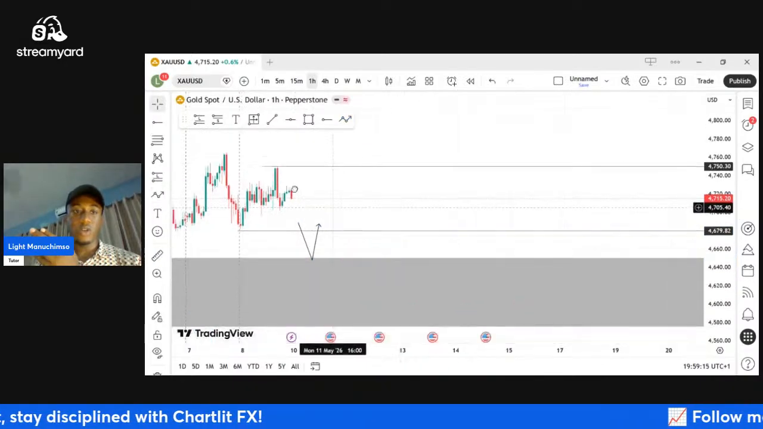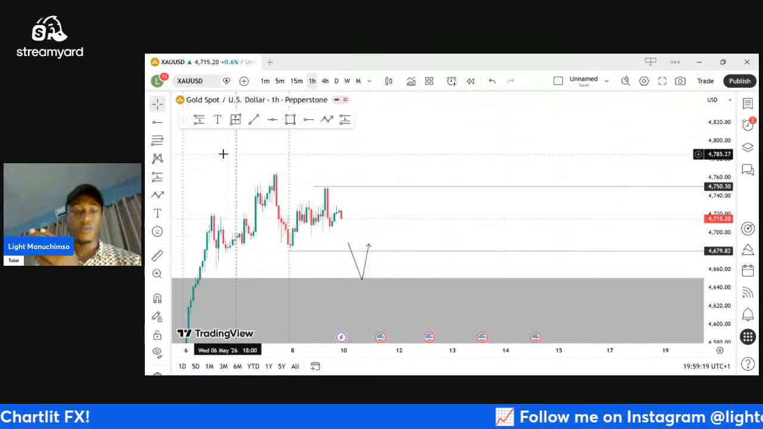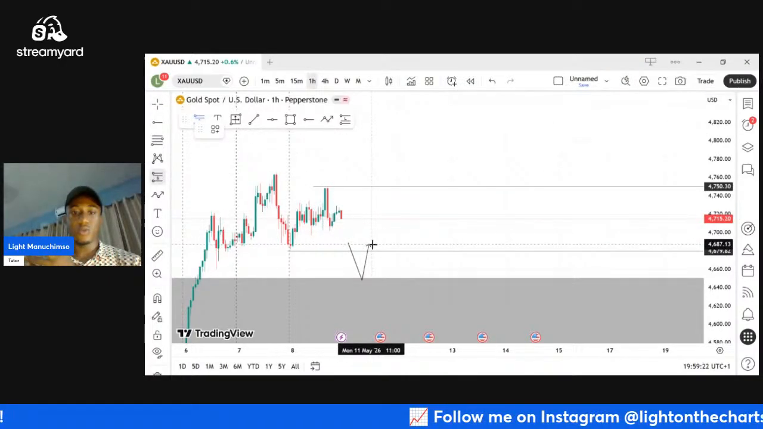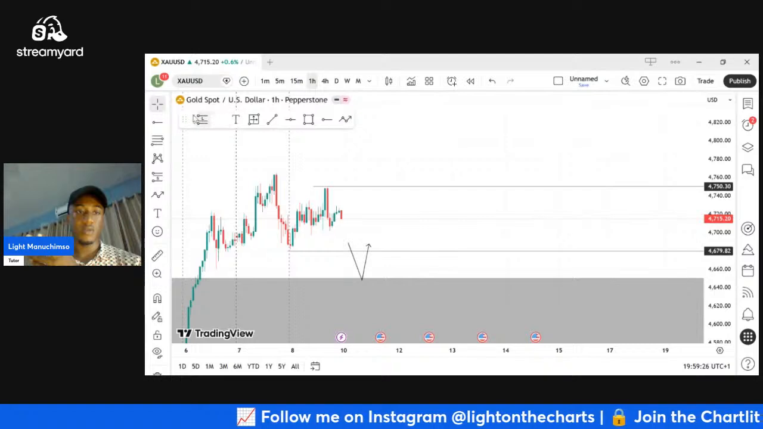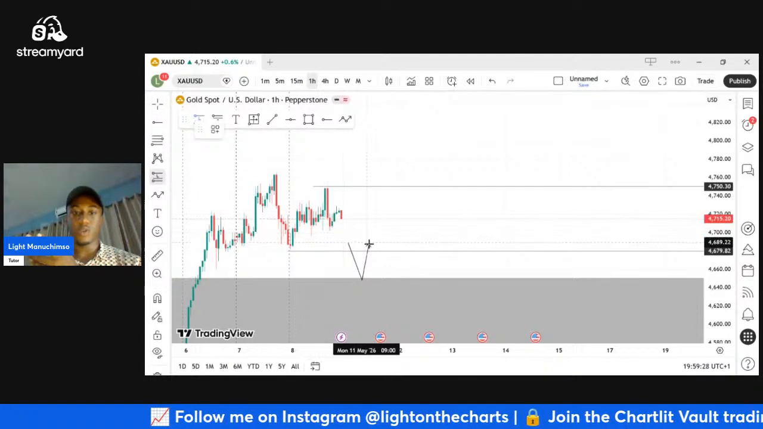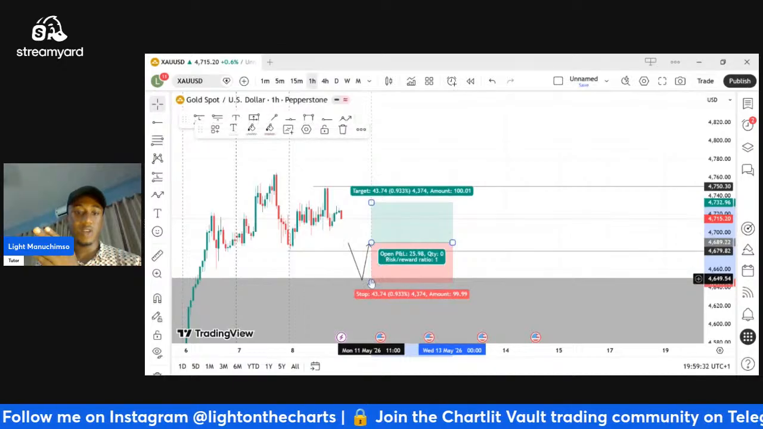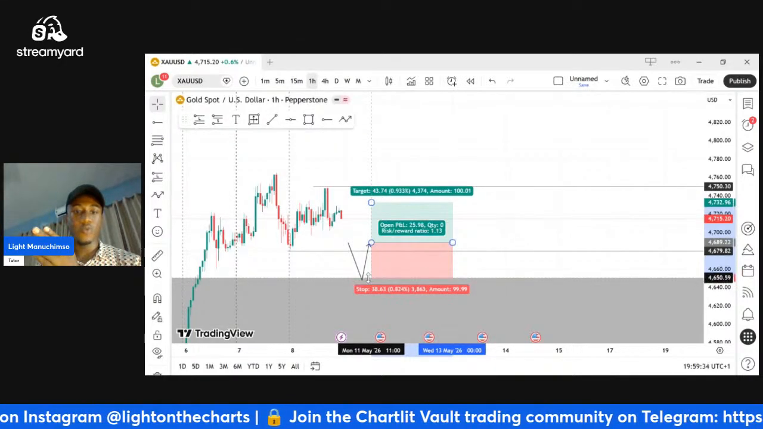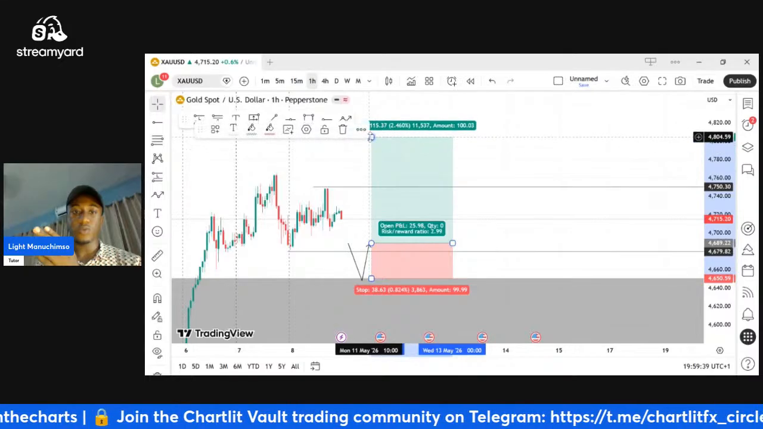But in all, I'm looking to buy. That is what I'm going to be looking to do. If price gets here, rejects, and comes back inside my previous day's low, I'm going to be looking to buy. My target will be 1 to 2.